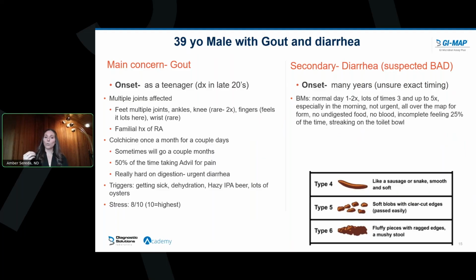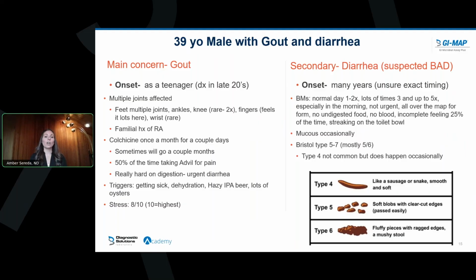He also has this quality to the stool that leaves streaking or stickiness on the toilet bowl. It's hard to flush down. So that was one of the symptoms that led me to think about bile acid diarrhea or bile acid malabsorption. He occasionally reports mucus, and on his Bristol stool chart, he's mostly a 5-6, so the softer stool. He has had type 4, so he does know what a normal bowel movement is like, but it's really occasional for him.